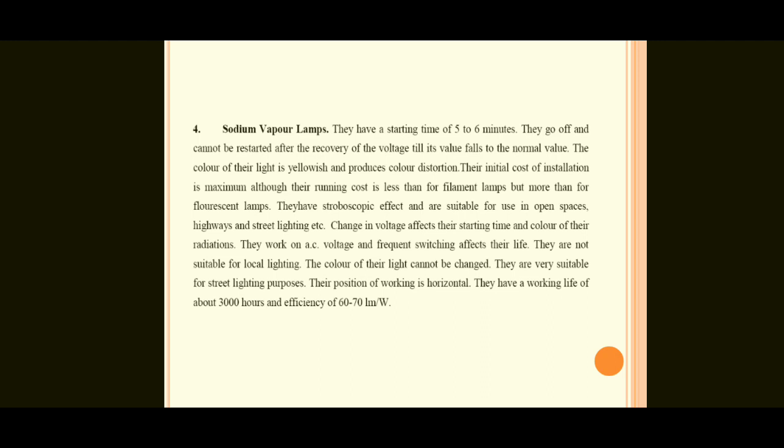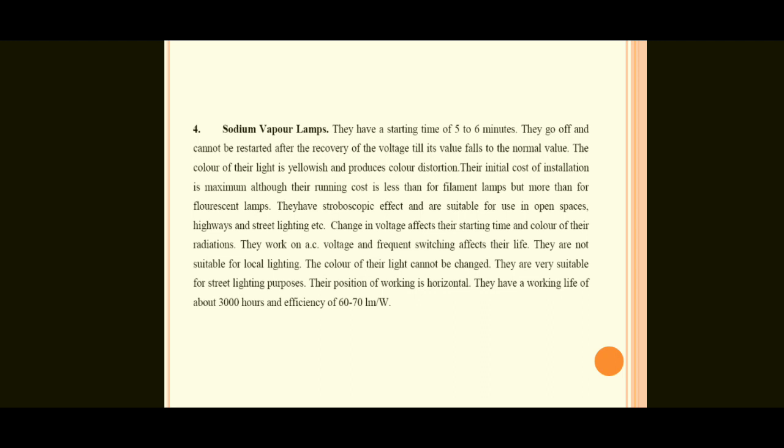So in incandescent lamps, the color of the light is very near to natural light, not pure white. It is a yellowish color, dark yellowish color. The main drawback in this is the running cost is very high. The major advantage is the initial cost is low. So we can place it in any position, either vertical or horizontal or whatever it may be.